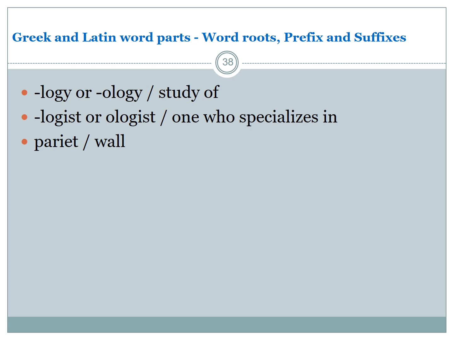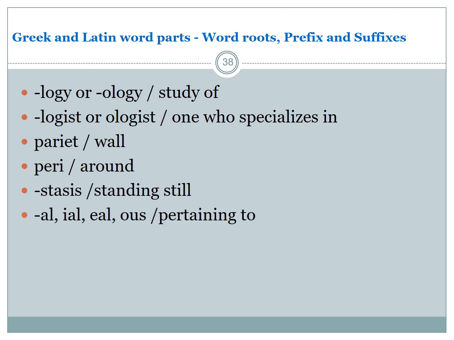Pariet means wall. Peri, around. Stasis, standing still. Sometimes you have just a word root and you just kind of need to add an ending to it. So A-L, I-A-L, E-A-L, O-U-S are just kind of endings to word roots that mean pertaining to. We have an example of this coming up.